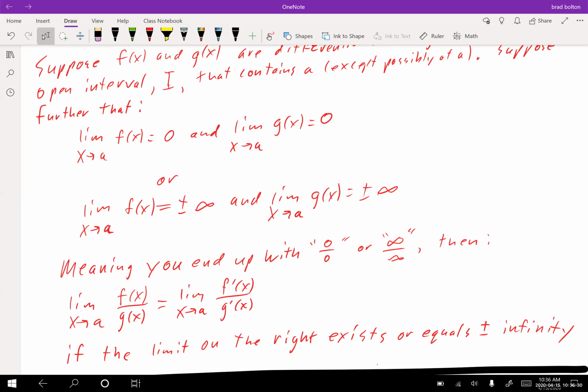So this means that if you take the limit of f of x over g of x as x approaches a, it would end up becoming 0 over 0 or infinity over infinity. Okay, so you're saying you're going to run into these two indeterminate forms, right? That's what you're saying. You're going to run into these two indeterminate forms while we're working with this. Okay.